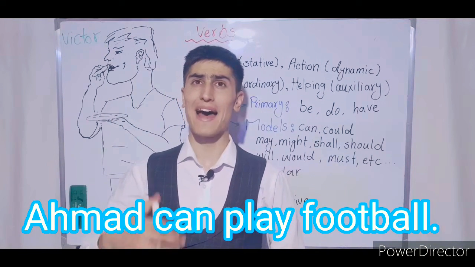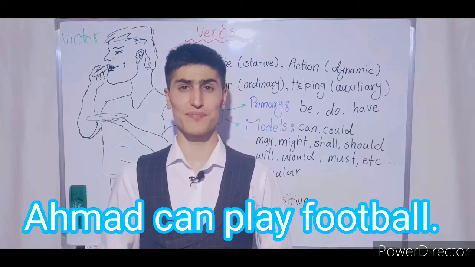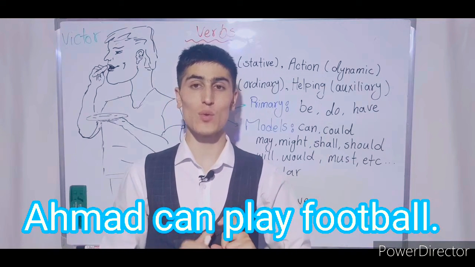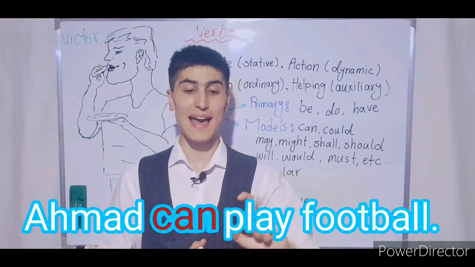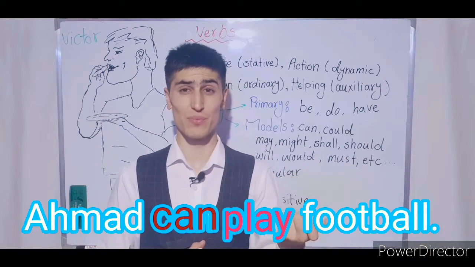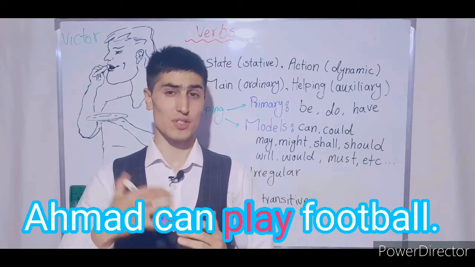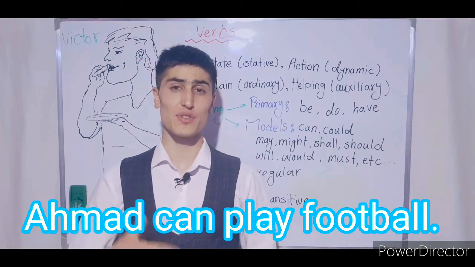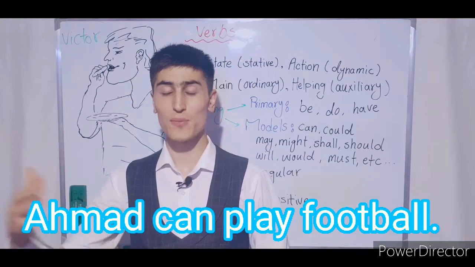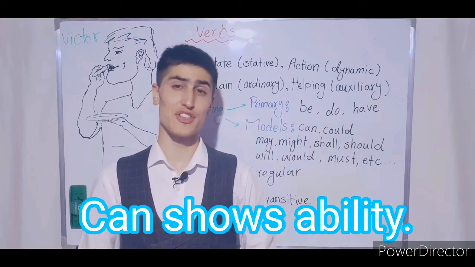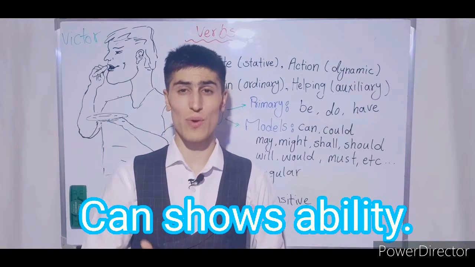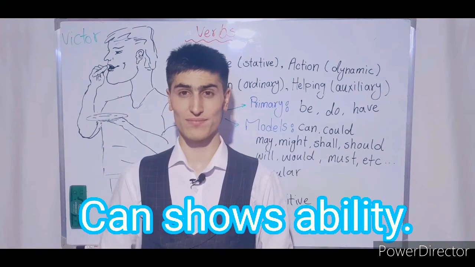For example, Ahmed can play football. So in this sentence, we can say that can is a modal verb and play is the main verb of the sentence. The main purpose of the sentence is to show that Ahmed is able to play, and we can use can to show the ability in the sentence. So that is the auxiliary verb and it is a modal verb.